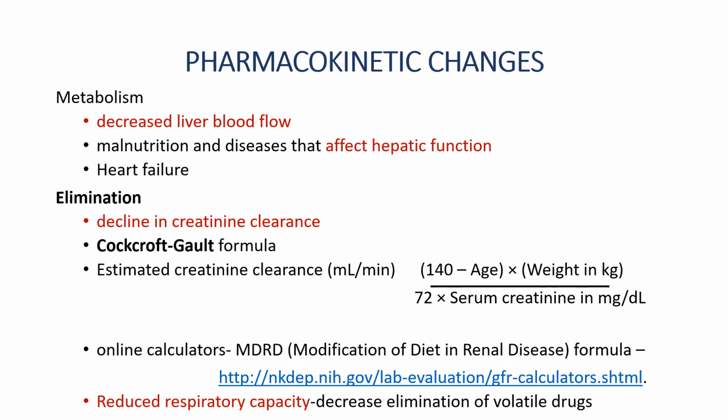And similarly, there will be changes in elimination also. There will be a decline in the creatinine clearance. The renal function slows down, so you have to be careful in dosing the drugs which are eliminated by renal mechanism. The Cockcroft-Gault formula is used to calculate the creatinine clearance of the patient and calculate the dose of the drug accordingly. The formula is (140 minus age) times weight in kilogram, divided by 72 times serum creatinine in milligrams per deciliter. This gives the creatinine clearance, and then you calculate the dose according to it. Now you have many online calculators available to calculate the creatinine clearance and the dose of the drugs.